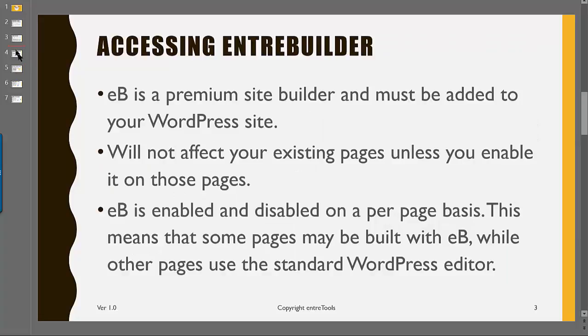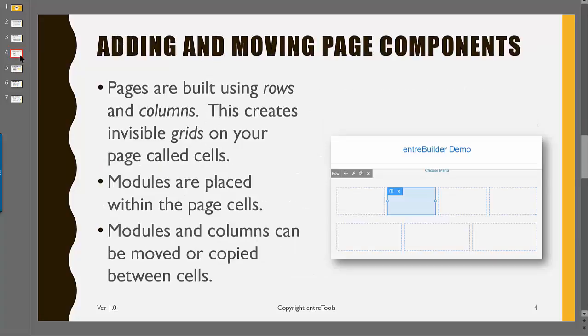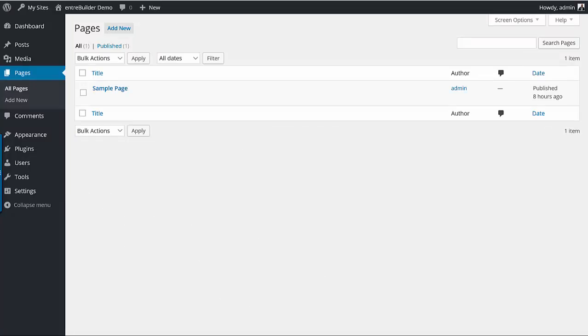Actually, before we get into this, why don't we just jump over to the page builder, and I'll give you a quick demo about these rows and columns. Right here I have a new WordPress site. There's nothing in it, it's brand new. We have entreBuilder installed, but that's pretty much all that we have in here. And we have one sample page.